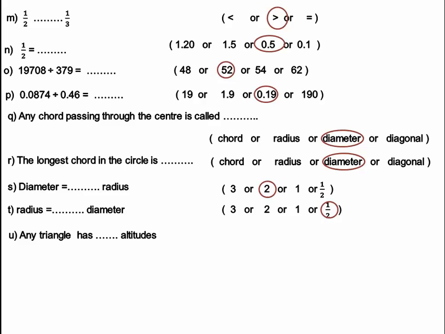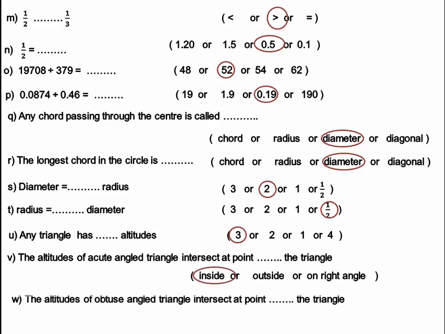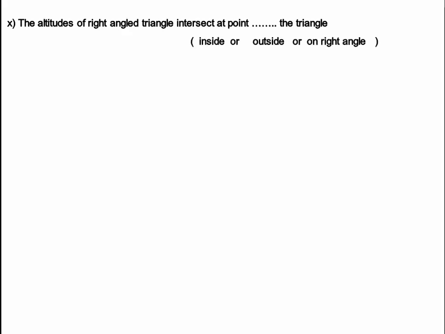Any triangle has 3 altitudes. The altitudes of an acute angle triangle intersect at a point inside the triangle. The altitudes of an obtuse angle triangle intersect at a point outside the triangle. The altitudes of the right angle triangle intersect at a point on the triangle, at the right angle, sorry.